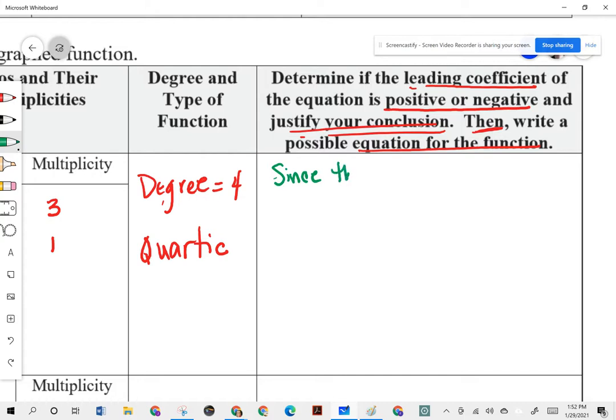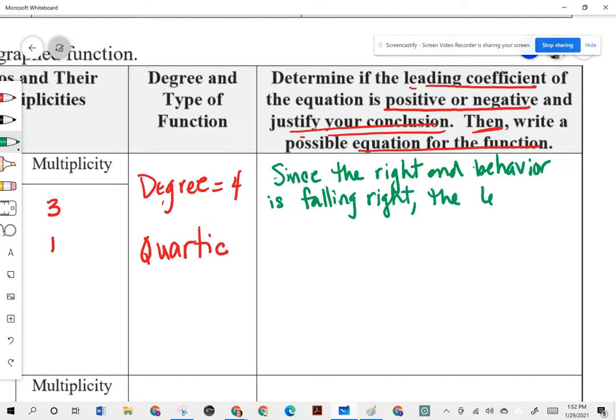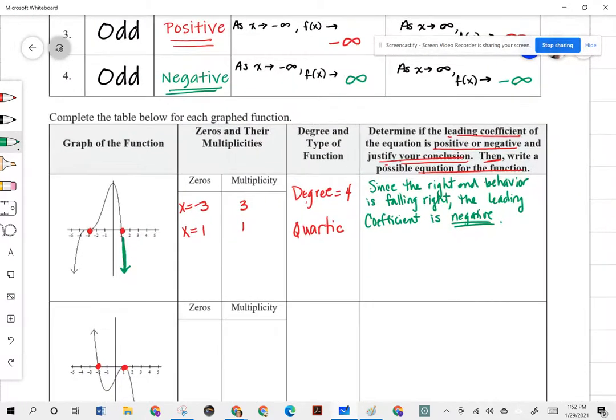since the right end behavior is falling to the right, the leading coefficient is negative. All right. So we determined that the leading coefficient is negative, and we justified that by stating the fact that the right end behavior is falling to the right.